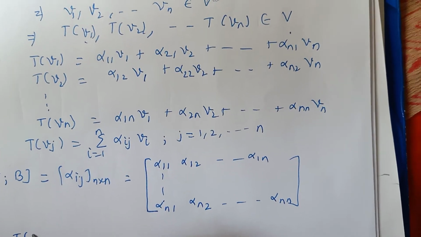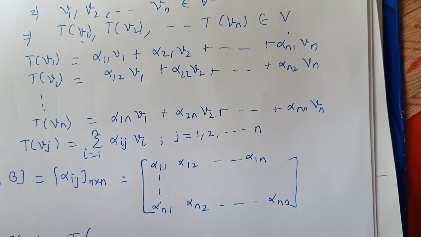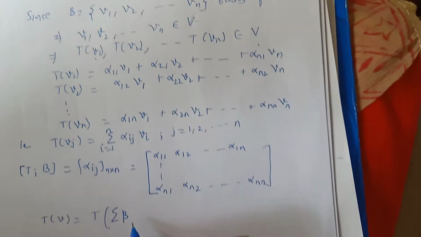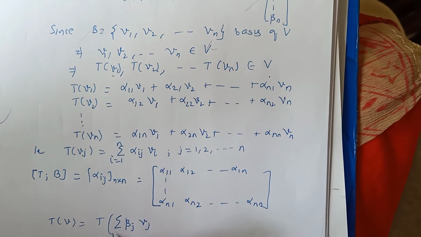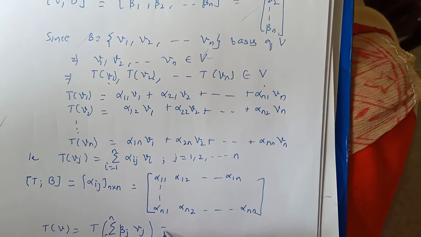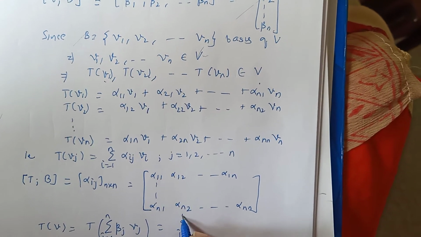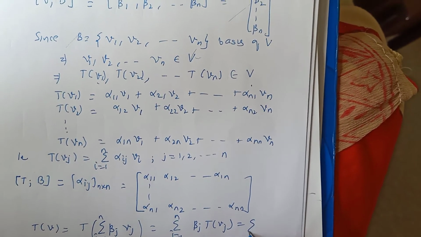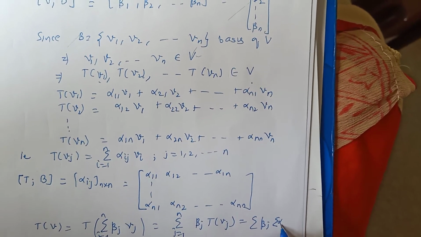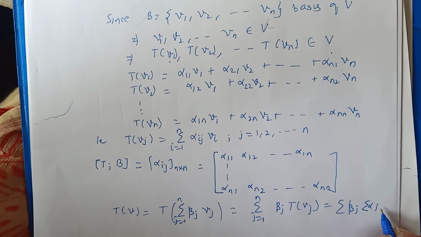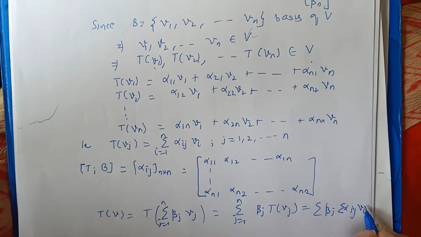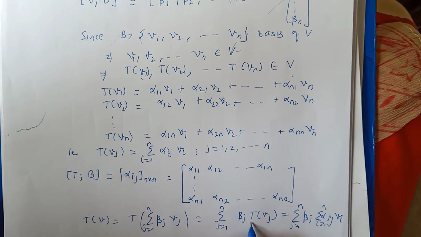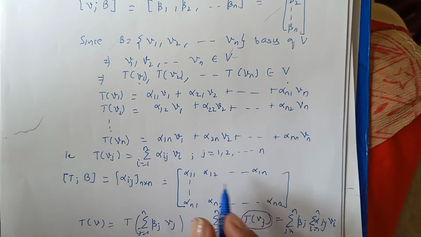Now we have T of V. Let me put this value of V from here. So this is the summation of beta j Vj, j from 1 to n. So it will be the summation j from 1 to n of beta j T of Vj. So this is equal to beta j times the summation of alpha ij Vi, where i is from 1 to n. I have actually substituted the value of T of Vj.